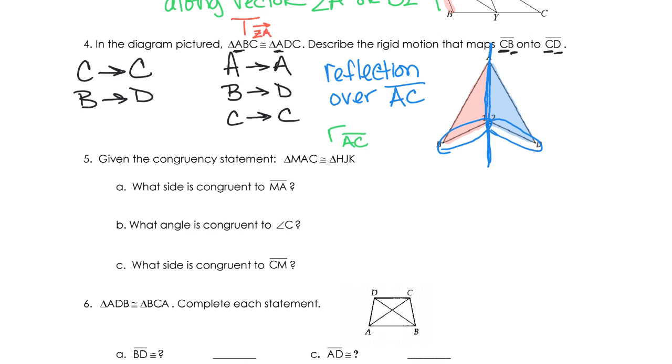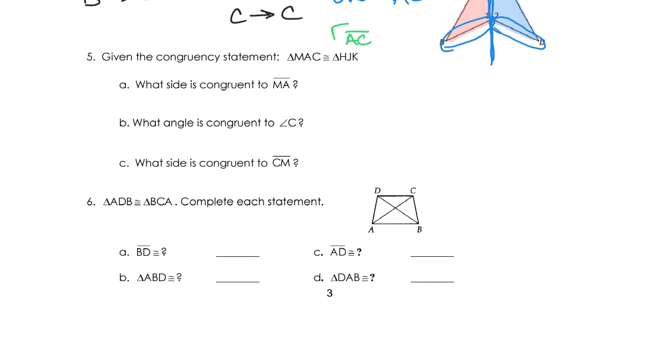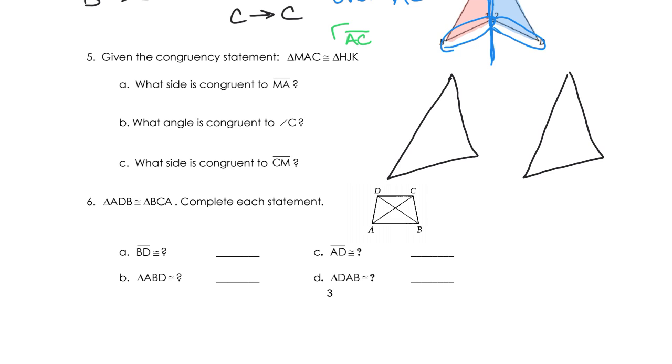Okay. All right, guys, number 5, it says, given the congruency statement, triangle MAC is congruent to triangle HJK, and we don't have a picture, so I'm going to go ahead and draw you guys one. Because they're saying that the triangles are congruent, guys, you want to make sure that when you draw both of them that they're twins, all right, that they look exactly the same. So try to make sure that your triangles look exactly the same when you draw them. All right, so something maybe like that.